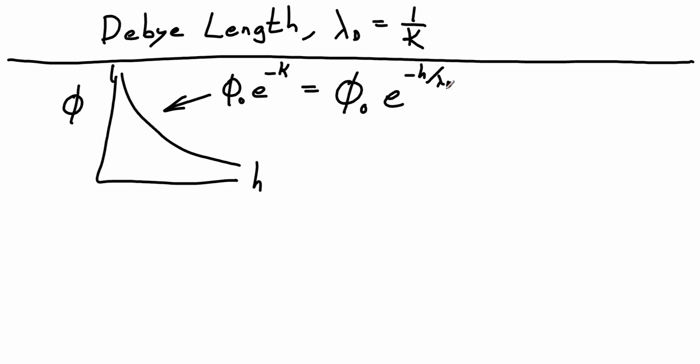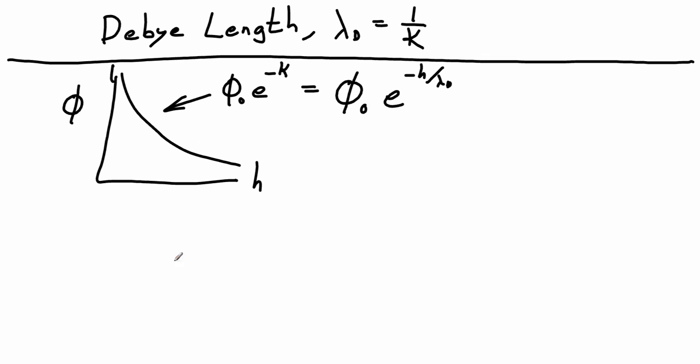So the Debye length is a characteristic length that says if I go out one Debye length, I'm going to go down by a factor of 1 over e. So basically my potential will go down by about a factor of 3. And if I go out another Debye length, it will go down by a factor of 3 again, a factor of 2.71, etc.